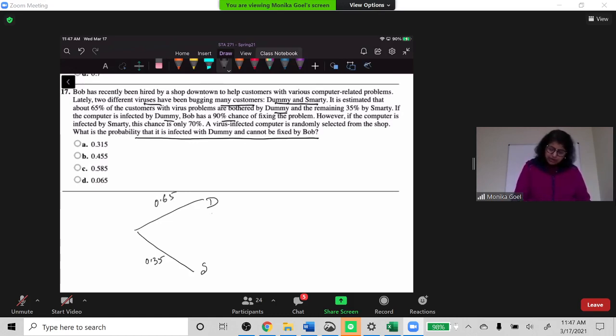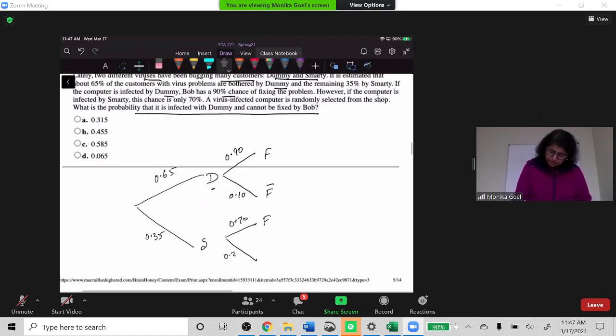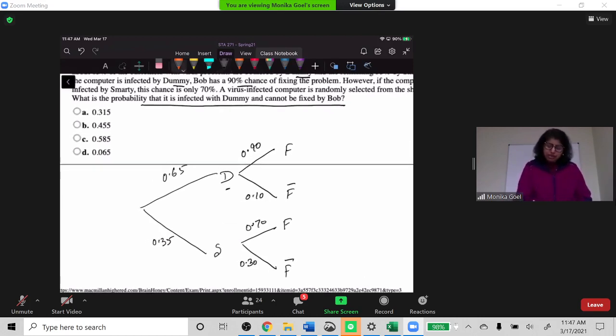And it says that if it is infected with dummy, Bob can fix it. Bob can fix, and let's say not fixed. And the chances are 90% that he can fix, and 10% it cannot be fixed. And if it is infected with Smarty, Bob has 70% chances of fixing and 30% chances of not fixing. Now you have a tree diagram, you have all the probabilities. You can use them in the notation form.